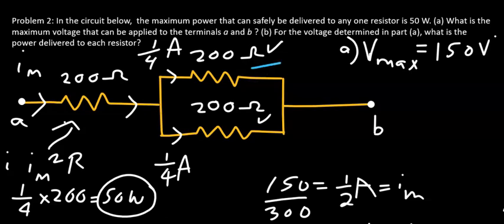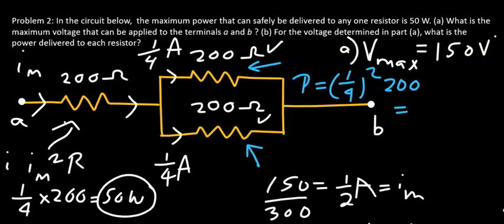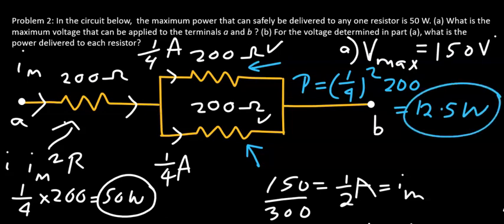Now power delivered to this resistor and that resistor can be computed in a similar way. They must be the same because the current through them is 1 over 4 amperes, square that, times the resistance, which is 200 ohms. And that's going to be 12.5 watts. And that completes the problem.